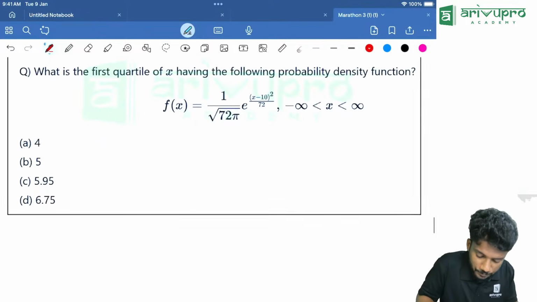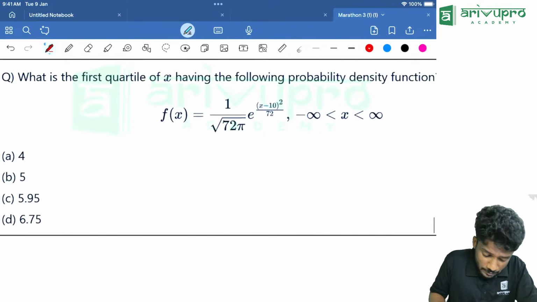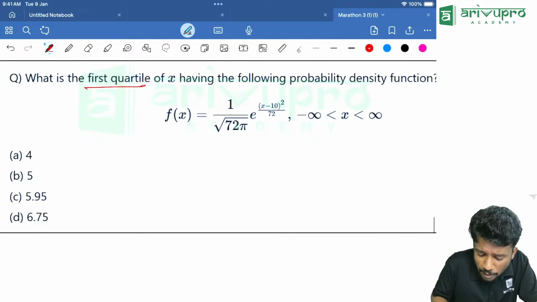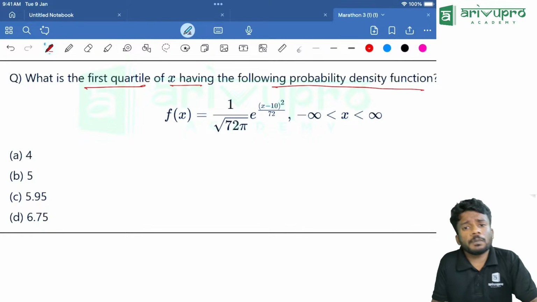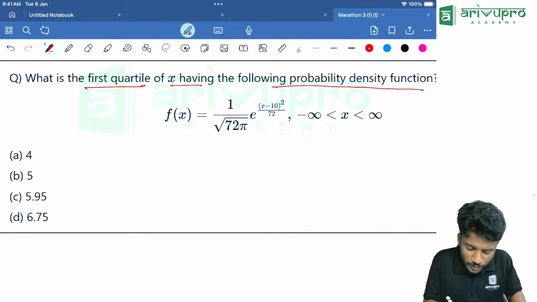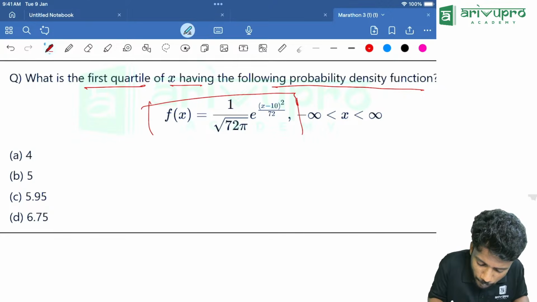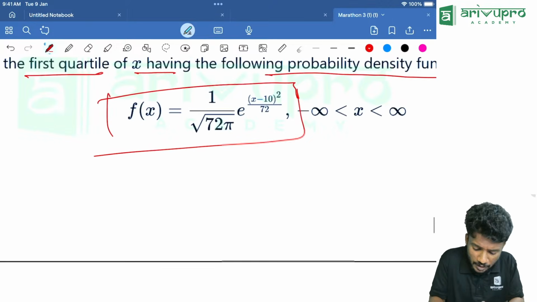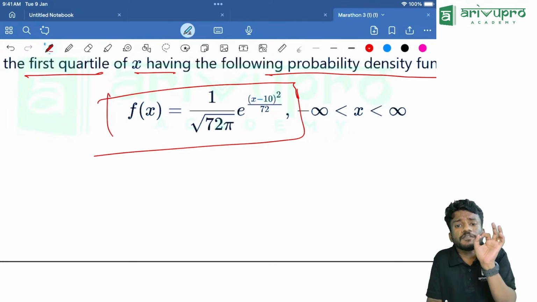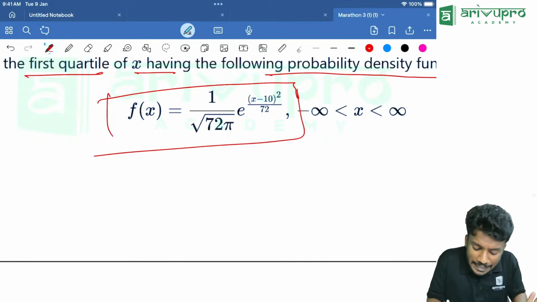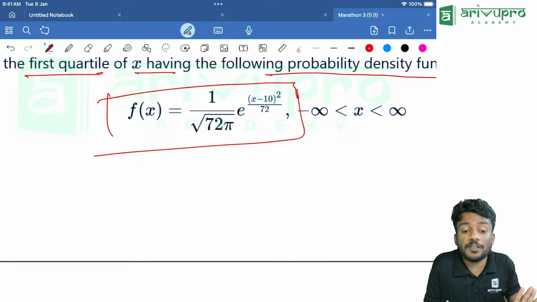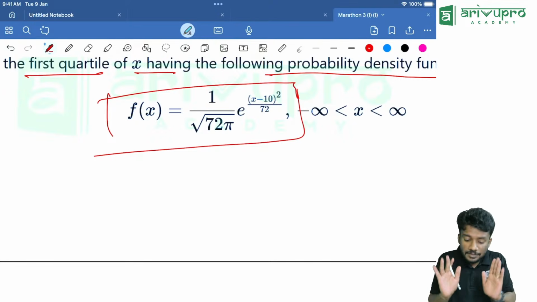Yes, look here. Now, people, they will ask: what is the first quartile of x having the following probability density function? So the density function is given here. What is the density function given here? 1 by root of 72 pi e raised to minus (x minus 10) the whole square divided by 72. That is the given thing.